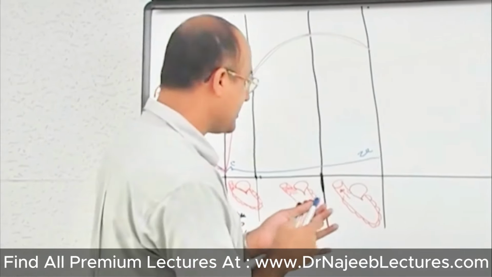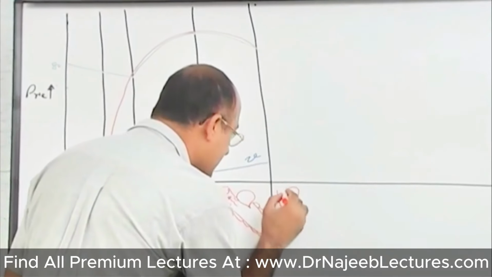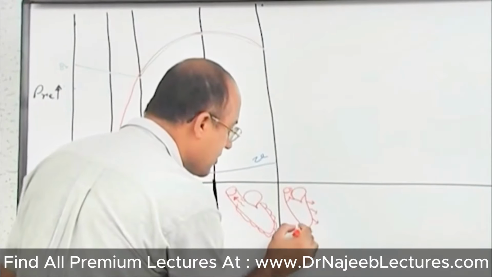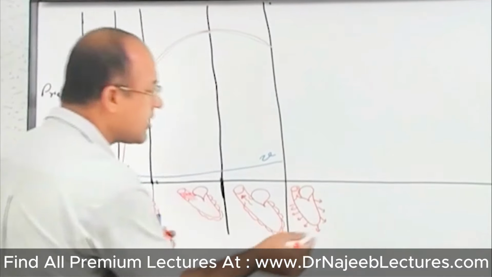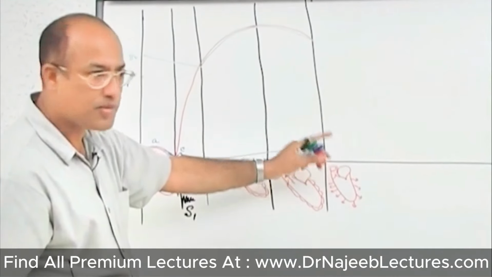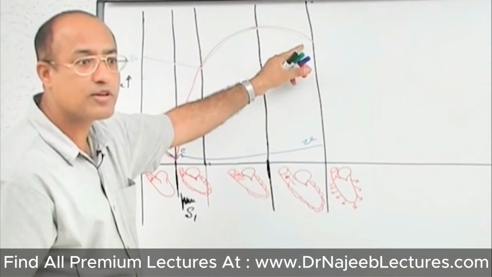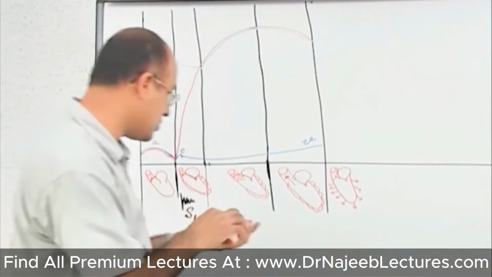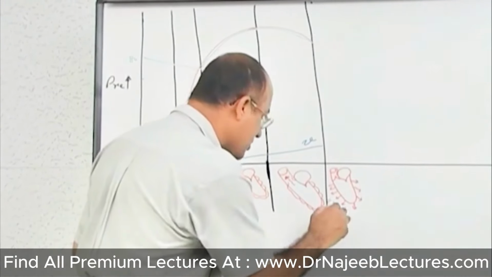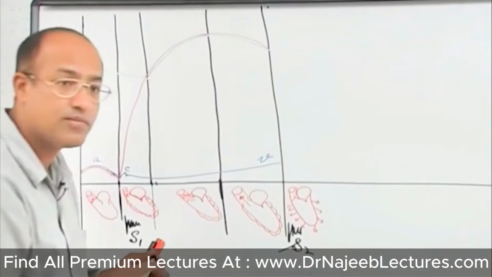After that, there is a phase of isovolumetric relaxation. There is onset of ventricular relaxation. When ventricular relaxation starts, intraventricular pressure has to rapidly fall. As intraventricular pressure starts rapidly falling, the aortic valve closes and produces a sound. What is that sound? That sound is called S2.